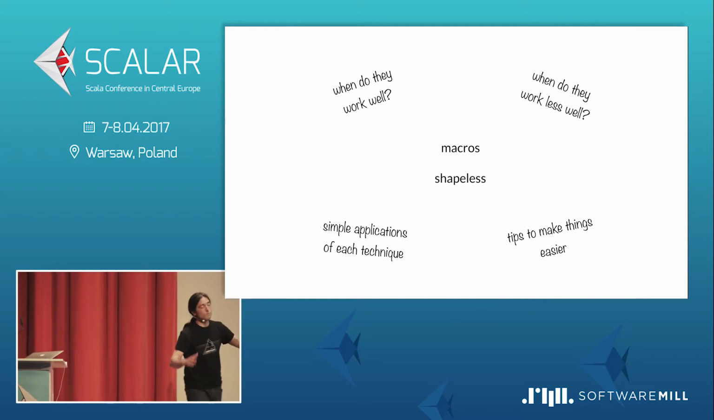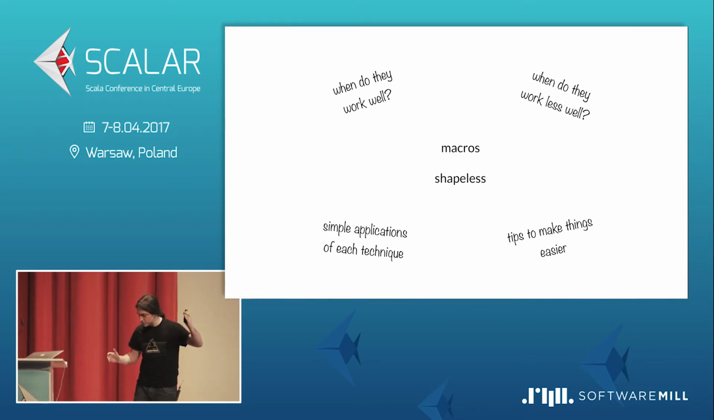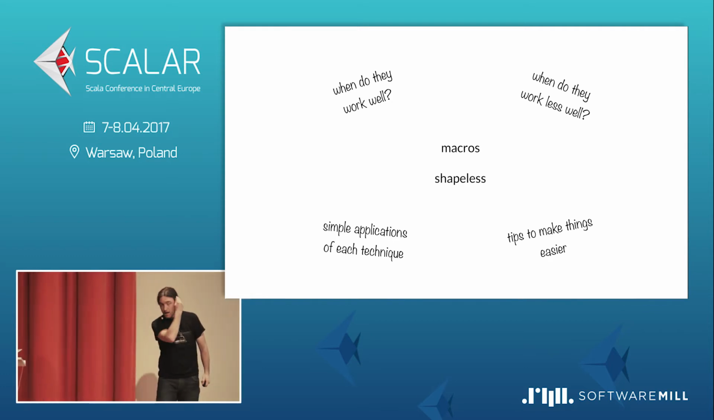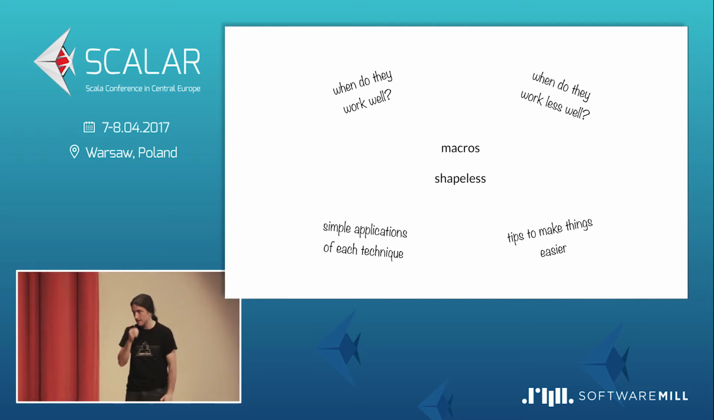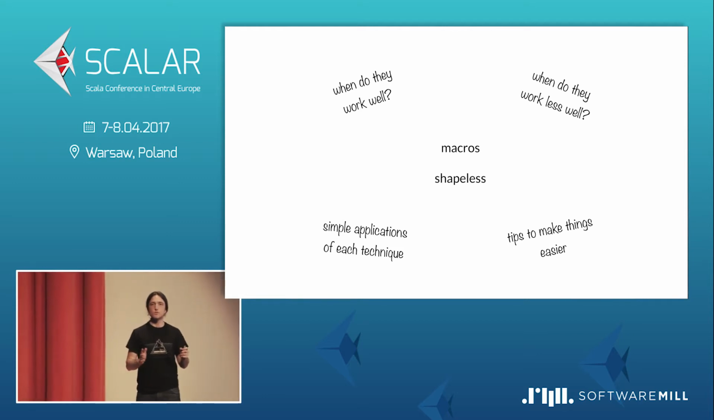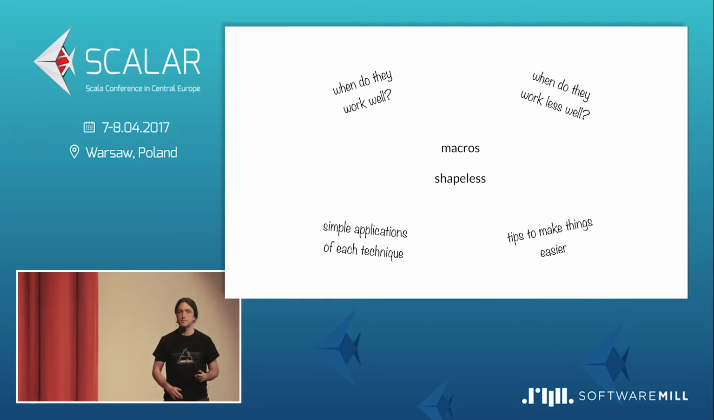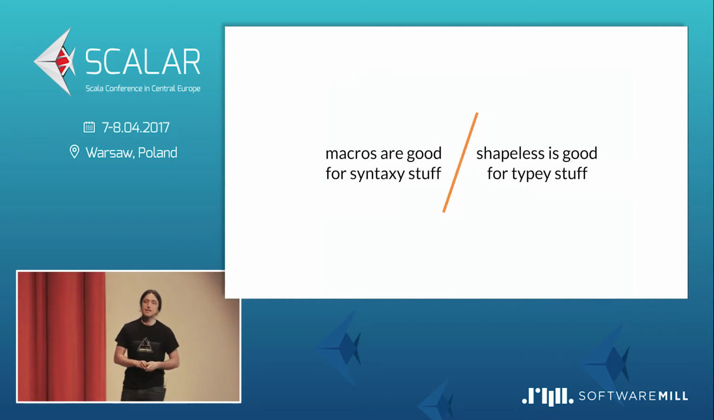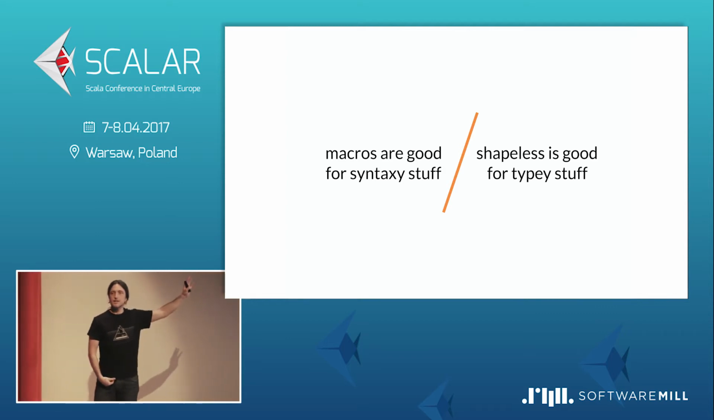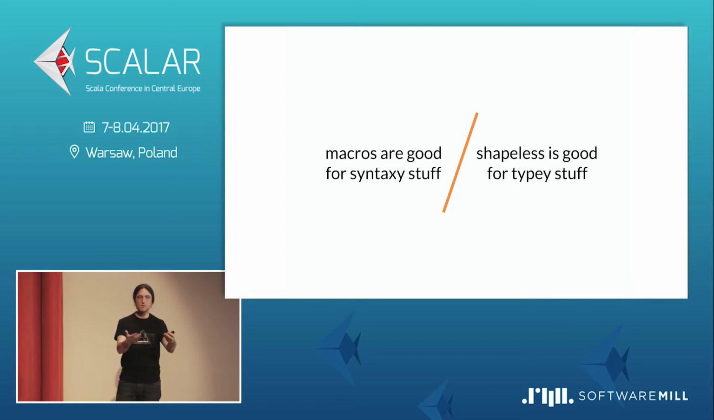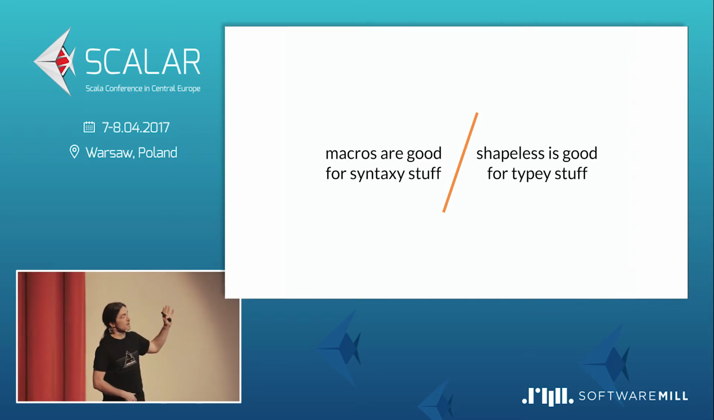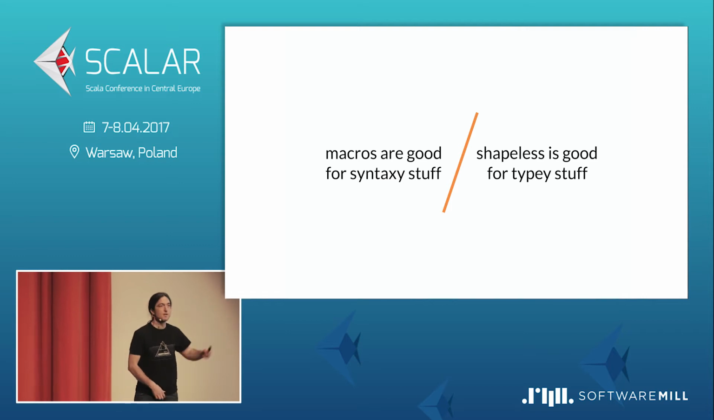So we're going to look at when the techniques work well, when they cause problems, or where they become complicated to use. And we're going to see some kind of awesome code and just see some tips to make things easier. Okay, there are two take-homes from this talk, two punchlines. So I'm going to spoil the ending before we begin. The first one is that macros are good for syntaxy things, and shapeless is good for typey things. So if you're thinking of a problem and you want to use metaprogramming, you want to get a nice DSL or something, and it's a largely type-related problem, that's probably the direction you want to go, shapeless. If you have a syntactic problem, then maybe you want to use a macro.